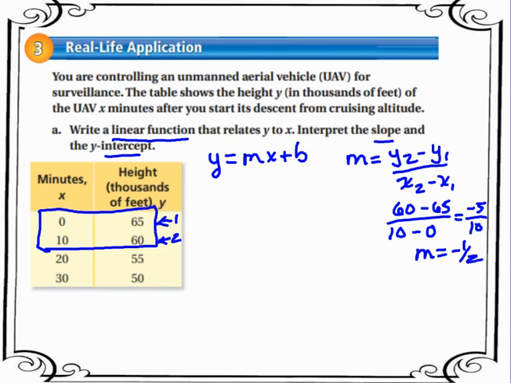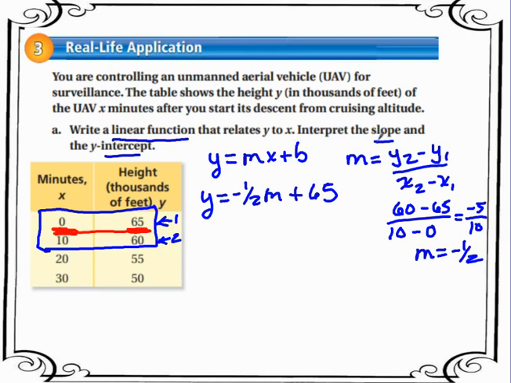Okay, so I have my first part, y equals negative 1/2 x. And remember, b is the place where x equals 0. So looking at this chart, you see x is 0 right there. And when does that happen? It happens at 65 thousand feet. So we are going to have here negative 1/2 x plus 65.